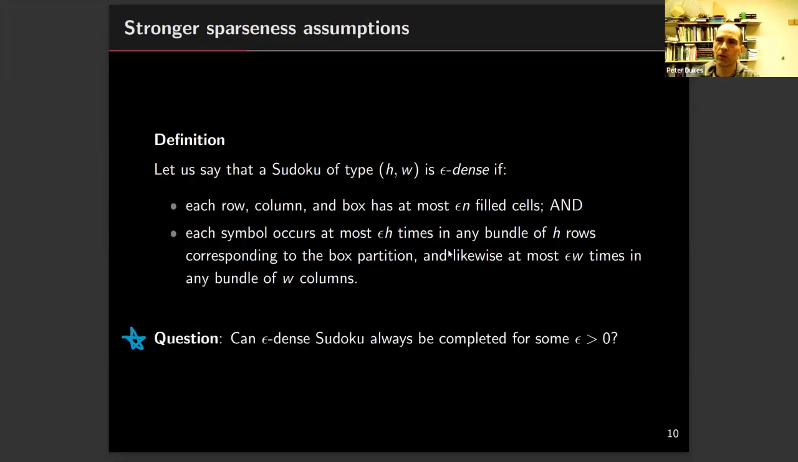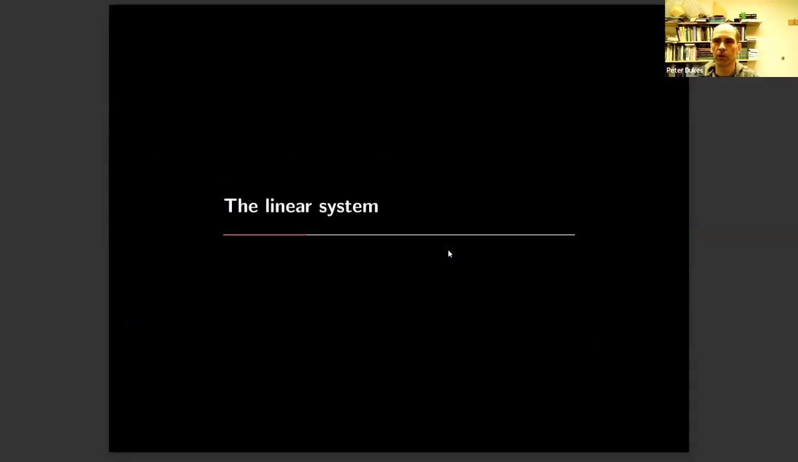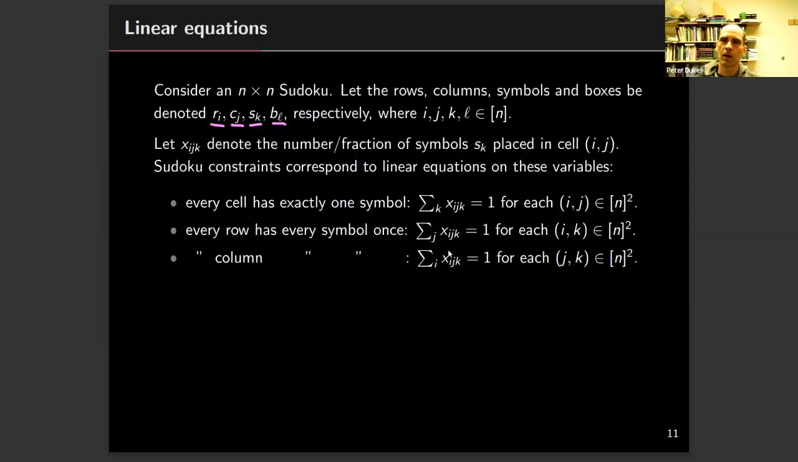Now, the question that is natural here is, can epsilon dense Sudoku always be completed for some epsilon? Pick any even very, very small epsilon. Could we get this to work? Well, we don't have an answer to this, but we do have an answer in the fractional relaxation of the problem. Okay, so I'll tell you about that soon here.